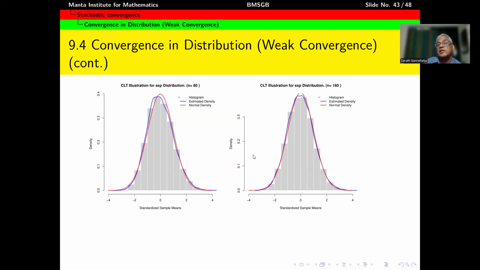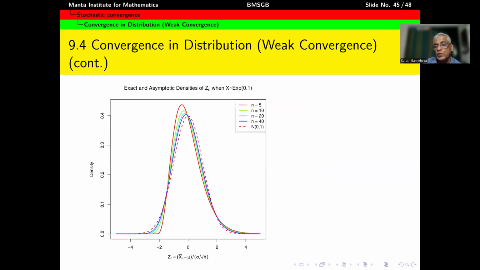I can actually also theoretically derive the distribution of those quantities because I know that X1 up to Xn are coming from an exponential distribution with parameter 0.1. So I derived the theoretical formula and I have drawn the theoretical, actual densities of Z5, Z10, Z20, and so on. And also I have drawn the standard normal curve. So this red curve here is the theoretical distribution of Z5.